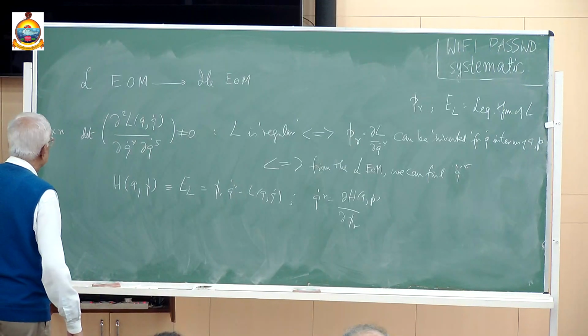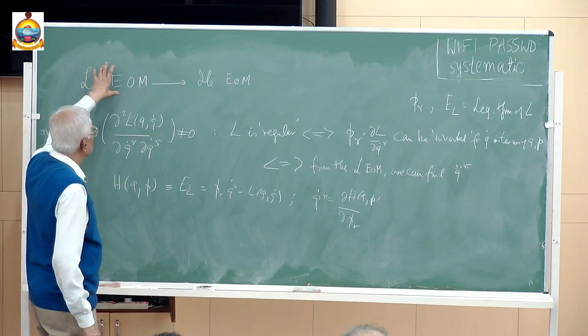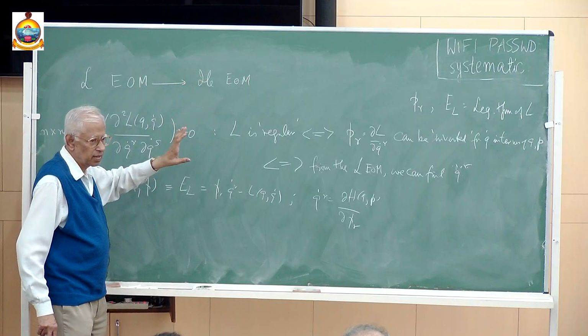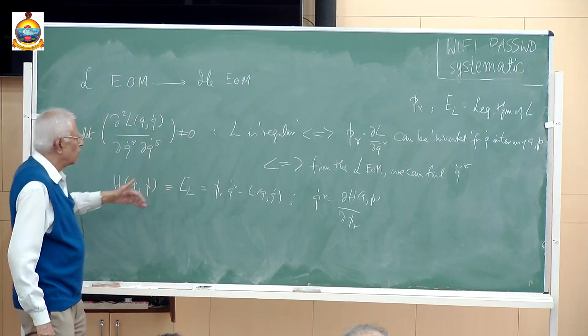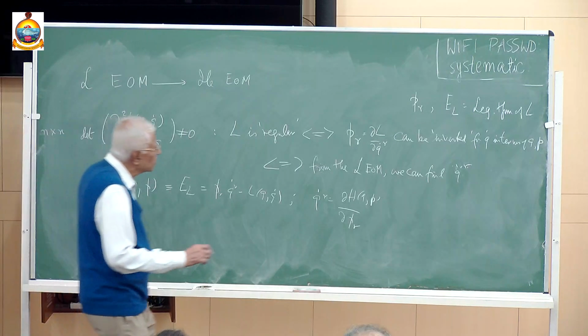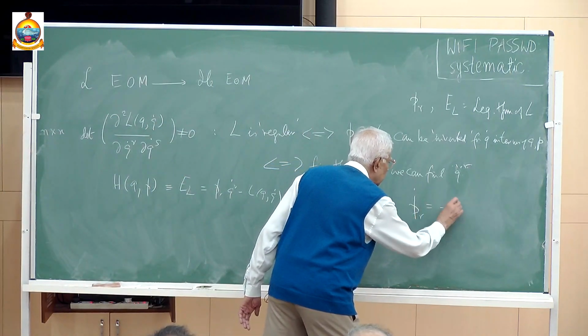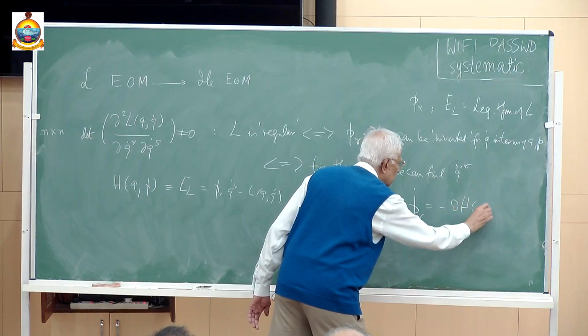Then the last question is, so this is half of the transition from Lagrangian description to Hamiltonian description. The last step is, what about the equations of motion themselves? That is very easy. I will write it down and then you will recognize it.